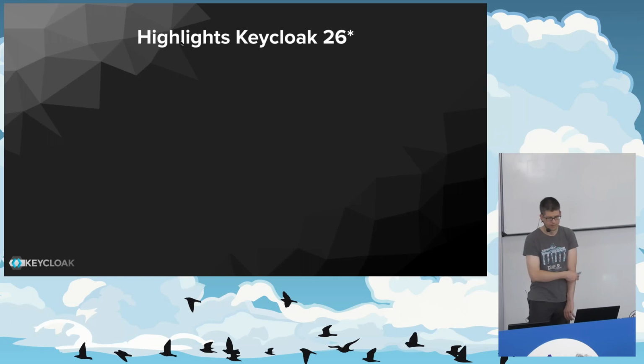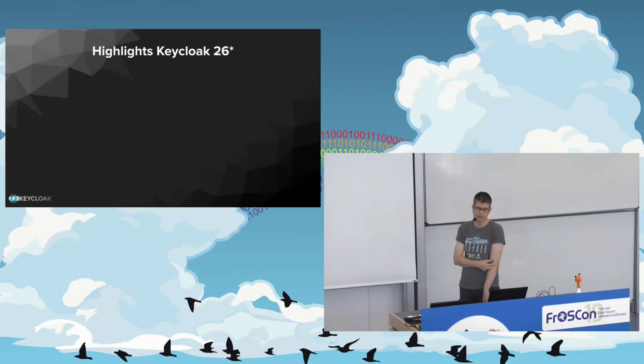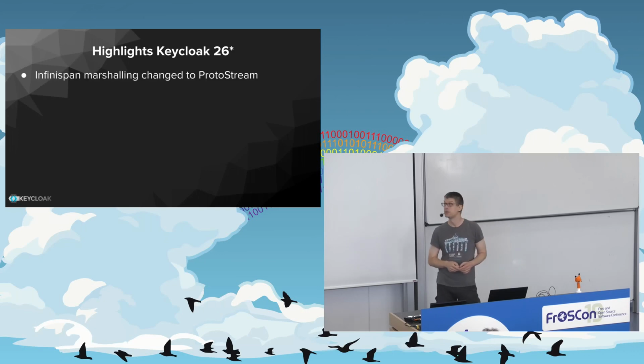Right. So that's 26. 26 was planned to come out end of August, but now if you look into the milestones on the GitHub repository, you will see it's scheduled for end of September. The reason for that, we are waiting for the Quarkus 3.15 release, which should be out around that time. So let's see if that holds good on this one.